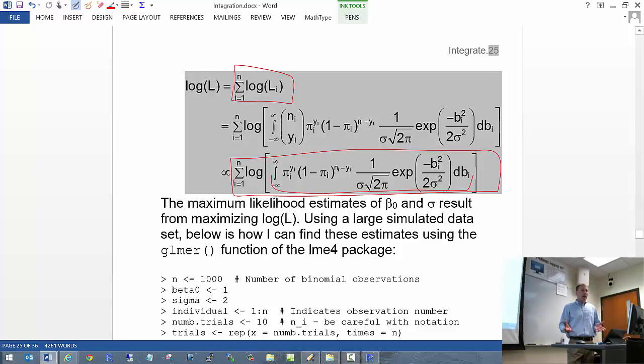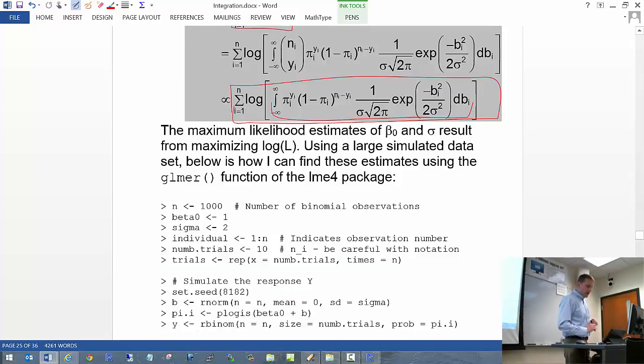For my maximum likelihood estimates, I need an estimate for beta 0, and also for the variance of the random effect. So I have two things I need to find maximum likelihood estimates for. What I need to do is maximize this function. And as you know from Set 971, the thing that makes this difficult is the integral.